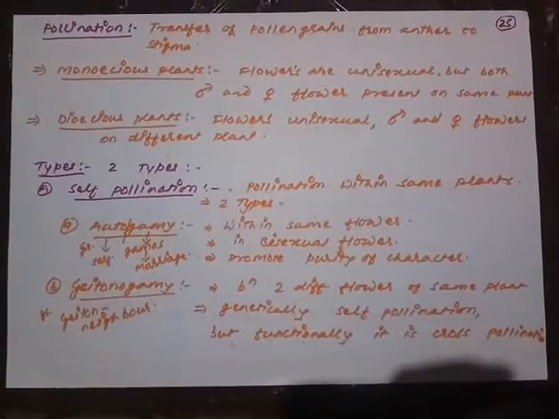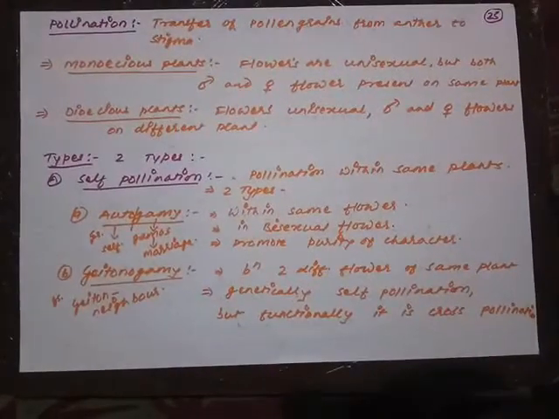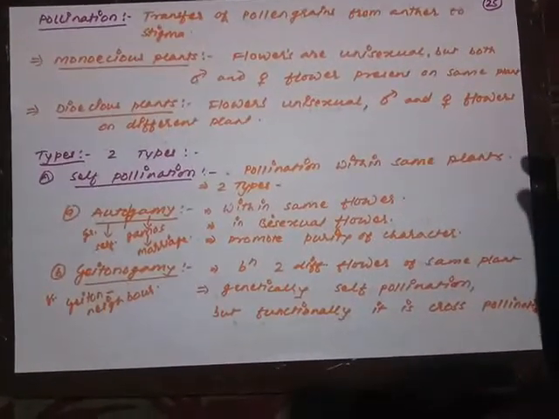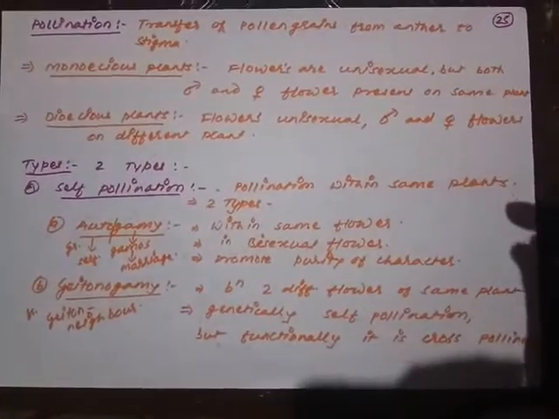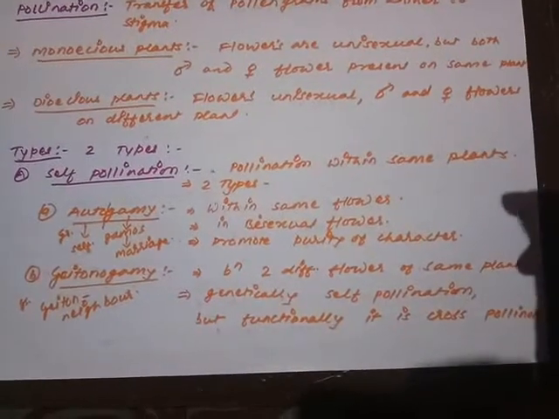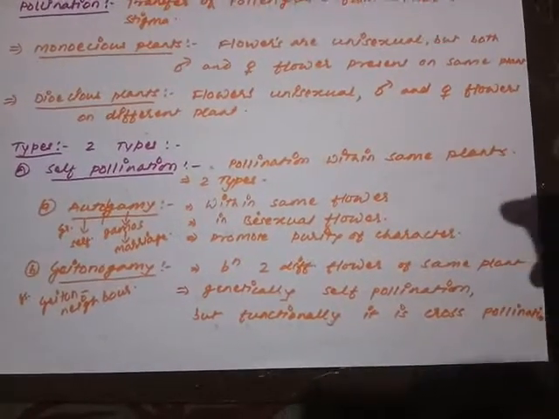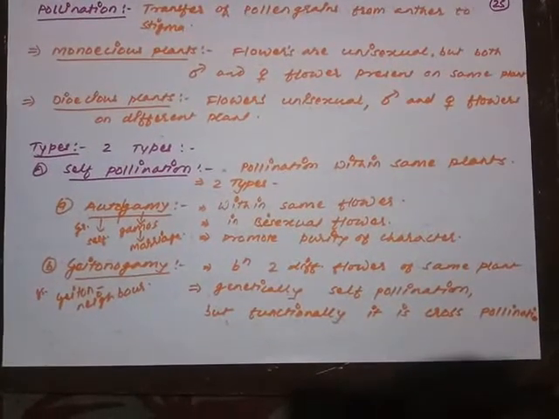Dear students, today we are continuing from the previous topic. In the previous topic we completed the development of the female gametophyte, meaning the embryo sac, which is a 7-celled, 8-nucleate embryo sac. In that embryo sac, the egg is now completely ready. Now the egg is waiting for fertilization by the male gamete.